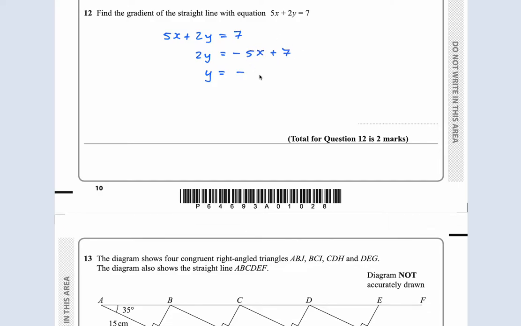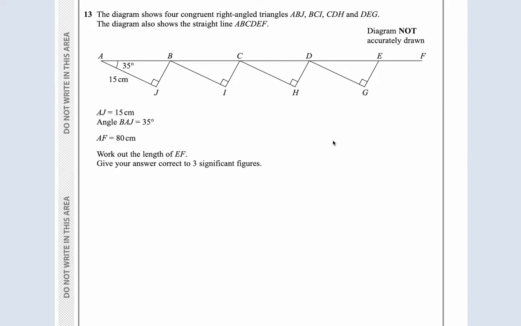When I divide this by 2, it's minus 5x over 2, or 5 over 2x. It's the same thing. Divide this by 2 and divide this by 2. This is then the same as y equals negative 5 over 2x plus 7 over 2. This and this are exactly the same thing. Hence, the gradient, I'm going to use the letter m, equals minus 5 over 2, or minus 2.5.